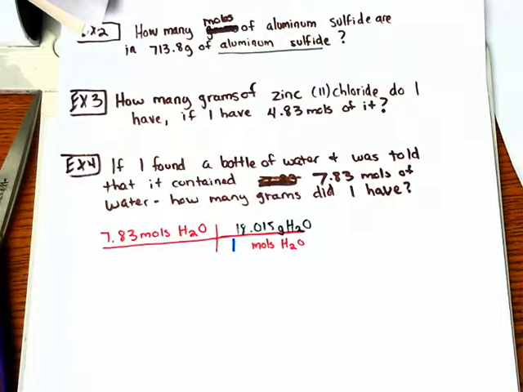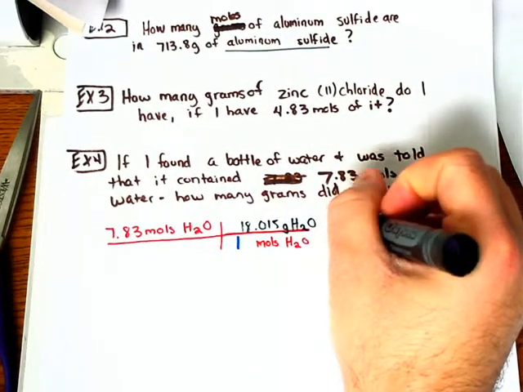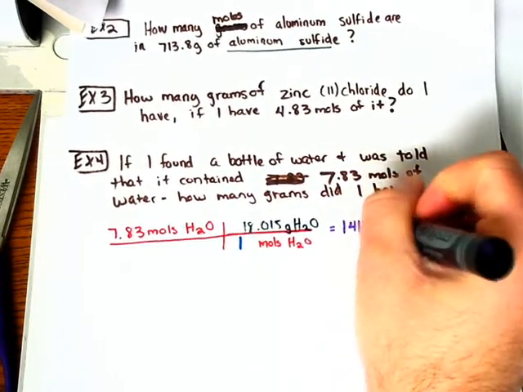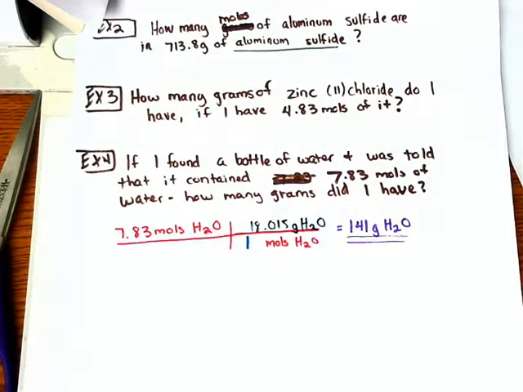7.83 times 18.015. How many sig figs can I use? 3. 3 from the original number, so I think that's about 141 grams of H2O. Good stuff? Would you like to see one more example, or are we good? Maybe one more?